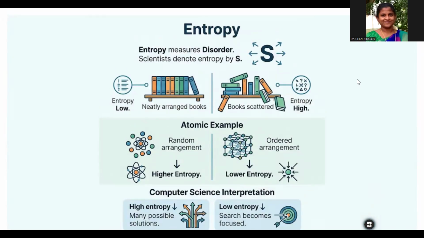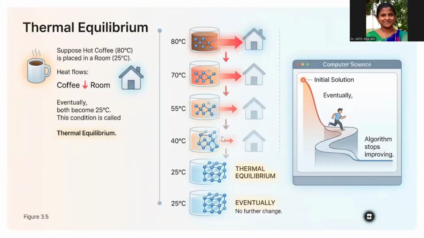The next one is entropy. Entropy measures the disorder. When it is neatly arranged, the entropy is low. When it is disorganized, the entropy is high. Higher entropy will have a random arrangement, and lower entropy will have a more ordered arrangement. How do we compare that with a search problem? Higher entropy means you have many possible solutions, and lower entropy means your search process is focused.